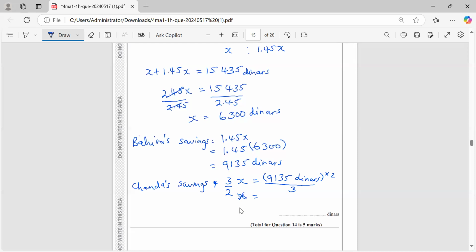So of course, if you multiply 9,135 by 2 and then divide it by 3, you're going to get 6,090 dinars, right? So your final answer is 6,090 dinars. All right.